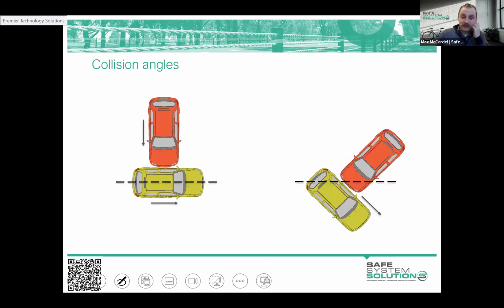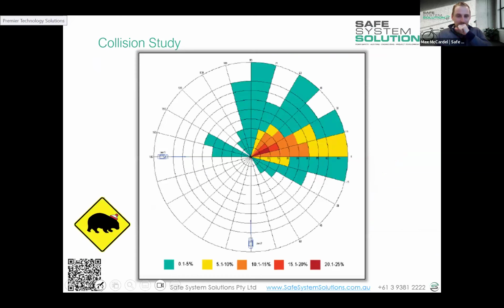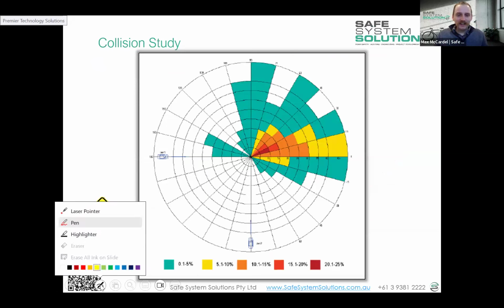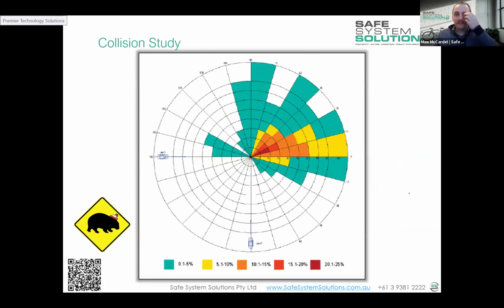Collision angles. So yeah, that's just more about vectors or understanding the direction of travel for both of those vehicles, and also considering any of those secondary collisions that could occur. Don't need to get too hung up on this one either. A collision study was produced. Basically, this one was an analysis of lots and lots of police reports from different jurisdictions.